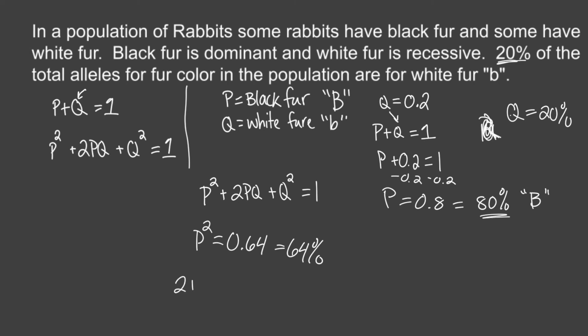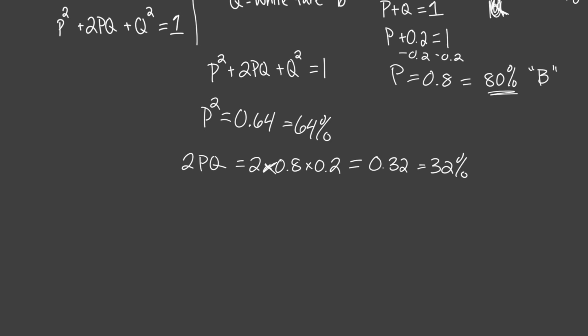fur. 2 times P times Q equals 2 times 0.8 times 0.2. And if you plug that into your calculator, you get 0.32, or 32%. So 32% of the animals are heterozygous for their fur color. And then our last value to solve for here is Q squared. We know Q is 0.2. So 0.2 squared equals 0.04, which equals 4%. So 4% of the organisms have homozygous recessive genotype, which means they would have white fur.